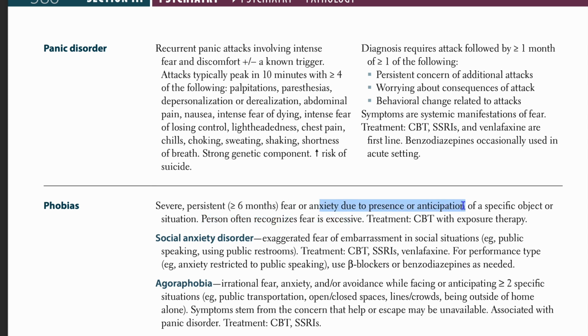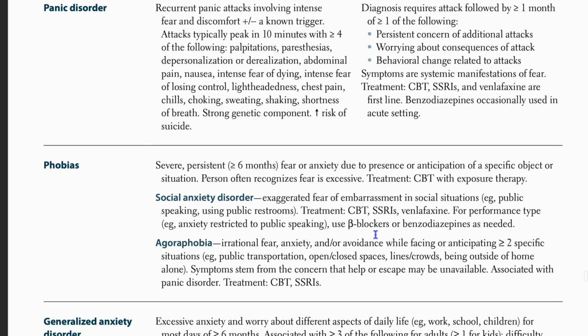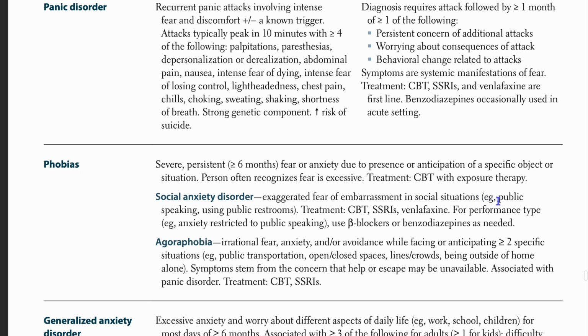Fear or anxiety due to presence or anticipation of a specific object or situation. So here, we have two types of phobias, or subtypes. One is social anxiety disorder and another is agoraphobia. Okay, so social anxiety disorder is an exaggerated feeling of embarrassment in social situations, for example public speaking, using public restrooms. Treatment is CBT and SSRIs and venlafaxine. For performance type, for example, anxiety restricted to public speaking, you can use beta blockers or benzodiazepines.